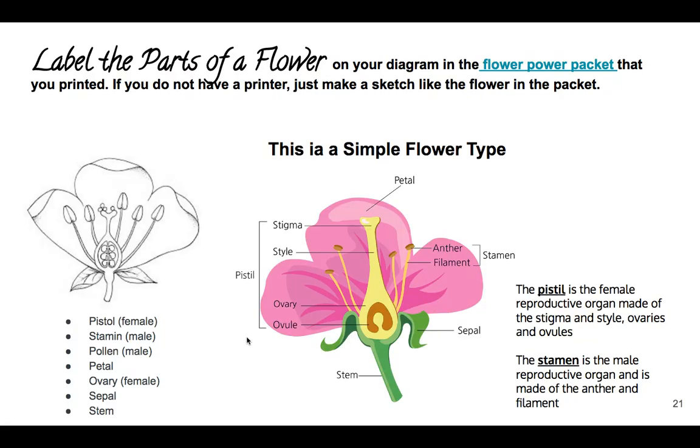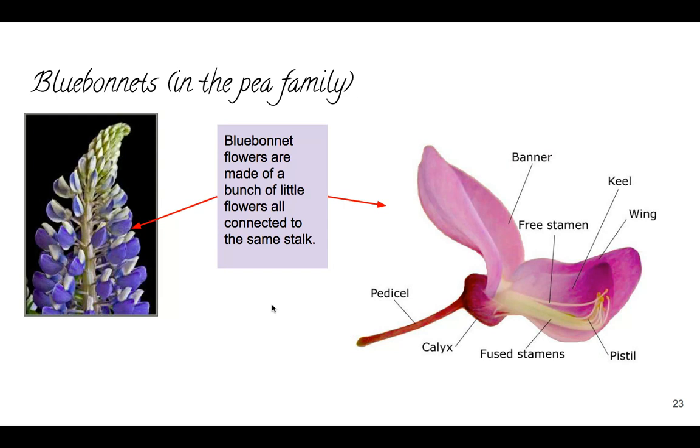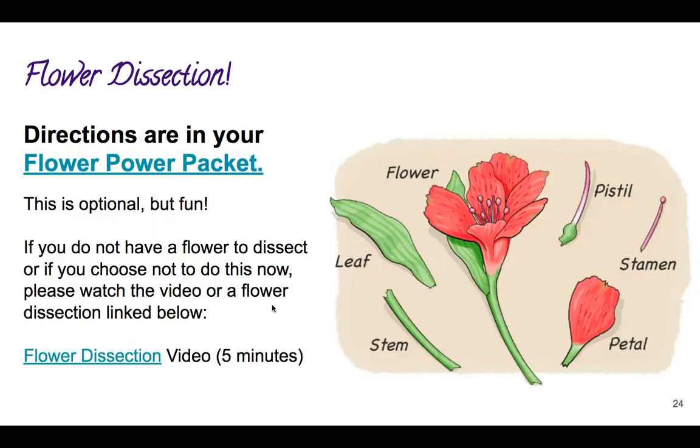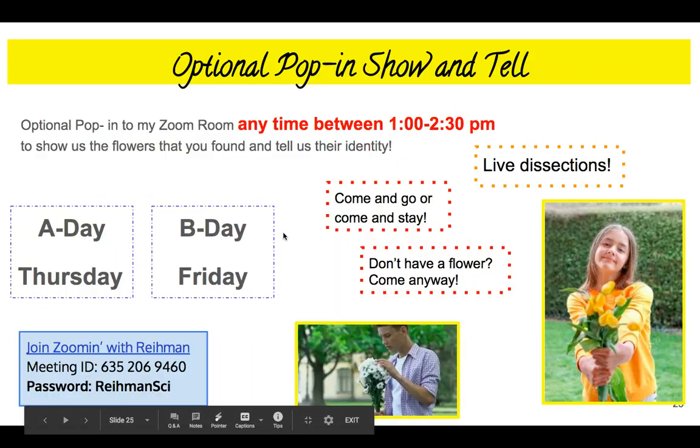And here is what you can use to fill out your diagram. There are different kinds of flowers. If you have a flower to dissect that doesn't look like that first one, it might look like this instead. And finally, this is information for the flower dissection. There's a flower dissection video that you can watch of someone else dissecting a flower.